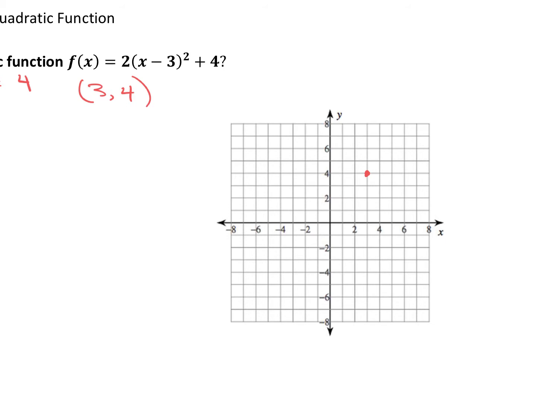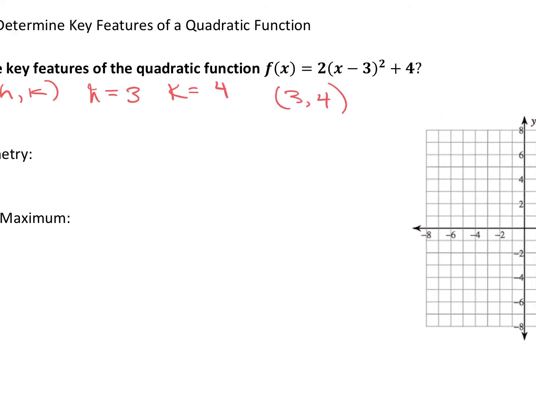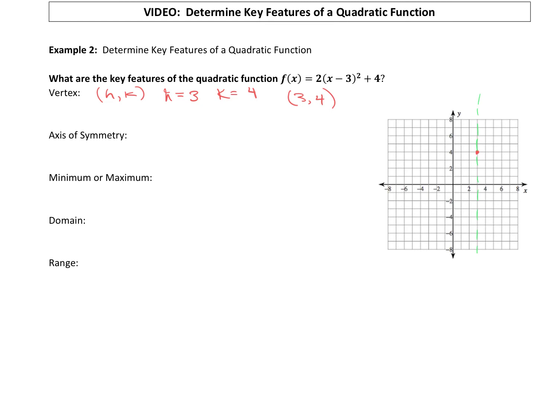Parabolas have an axis of symmetry. That's just a symmetry line that goes straight through the vertex. It cuts your graph in half, or cuts your parabola in half, and it's always going to be the x value of the vertex. So since our vertex has an x value of 3, the axis of symmetry is x equals 3. It's going to be the vertical line going through that point.